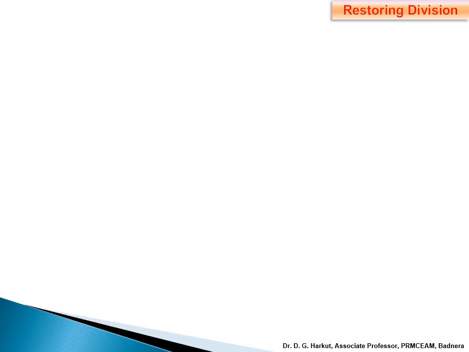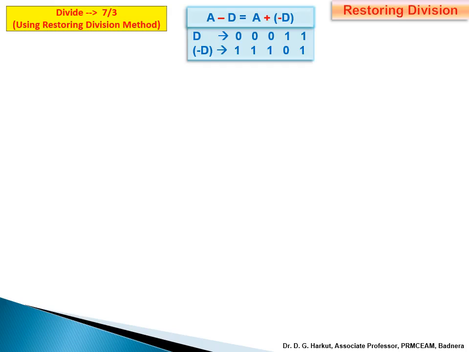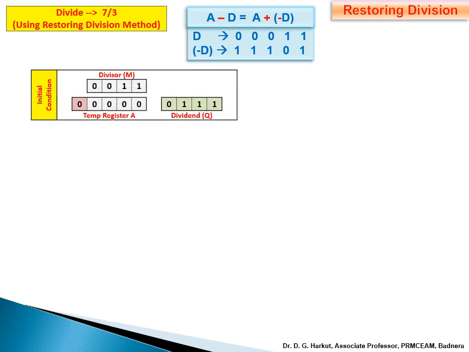I will explain the flowchart and algorithm which we have discussed earlier by taking an example. Let us divide number 7 by 3 using restoring division method. During this division, we need to perform operation A minus D, which is equivalent to adding 2's complement of D to A. Step 0 is initialization. That is, load the content of register M with divisor, register Q with dividend, and register A with all zeros.